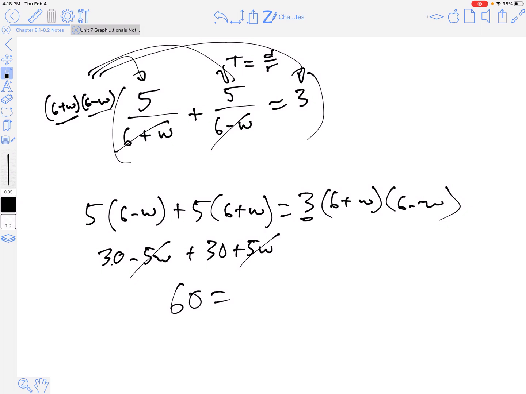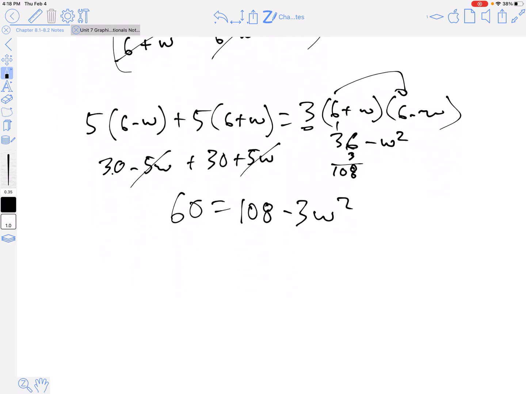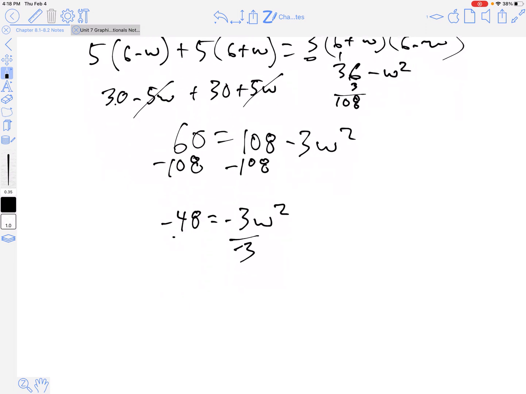Then I'm going to hold off on that 3, and I'm going to remember I have a difference of squares here. So 36 minus 6w plus 6w, so I'm going to have 36 minus w squared. And now I'm going to distribute that 3. 3 times 36 is, 3 times 6 is 18, carry the 1. 3 times 3 is 9, 10. I have 108 minus 3w squared. And now just solve, right? So minus 108, minus 108. That's going to give me negative 48 equals negative 3w squared. Divide by negative 3. That'll give me 16.